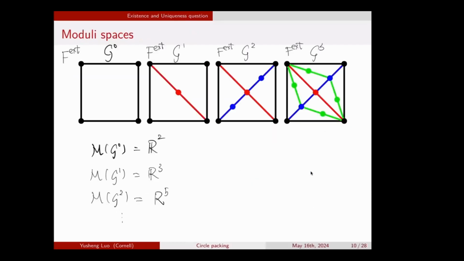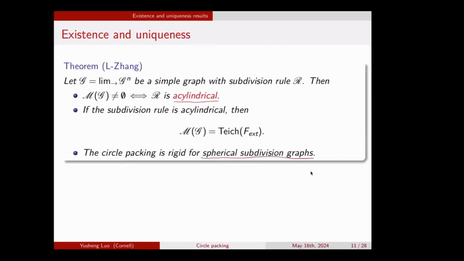In this example where you have a quadrilateral, one can piece together two quadrilaterals back to back, and in this way we will obtain a spherical subdivision graph. One important feature about the spherical subdivision graph is that there is no face that is not subdivided. There is no external face anymore, so all the faces are subdivided. So in this case, you have a rigid circle packing if the corresponding subdivision rule is asymmetrical.